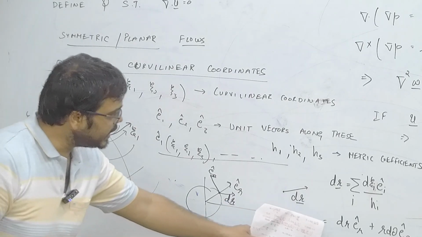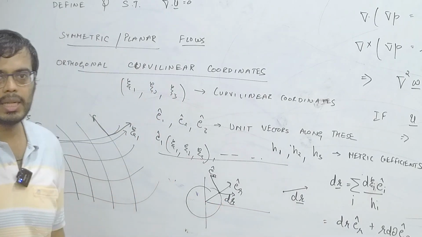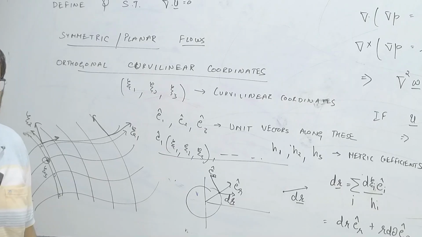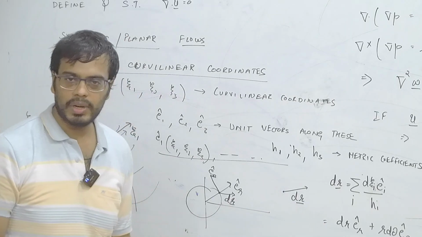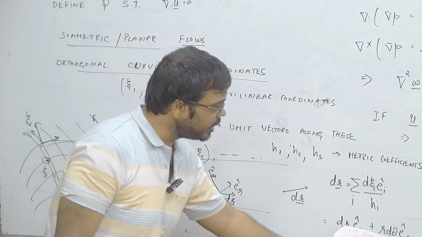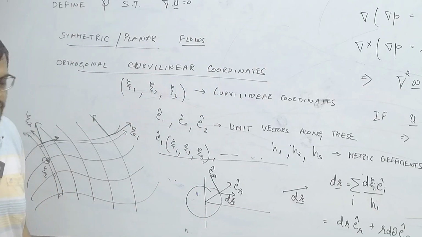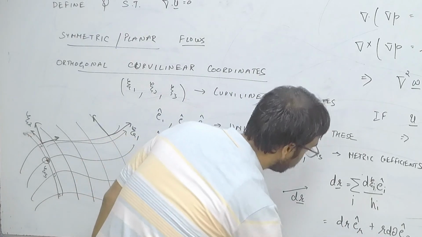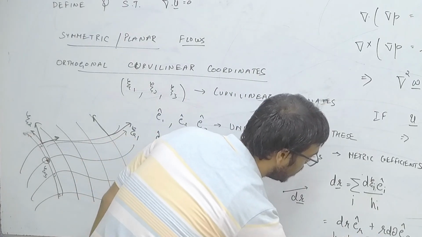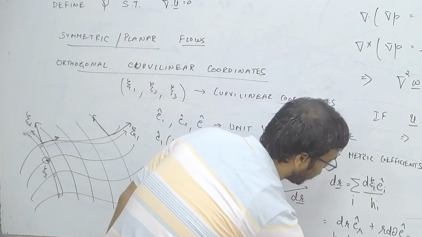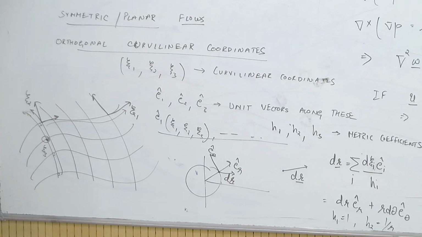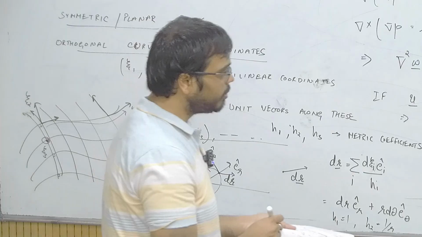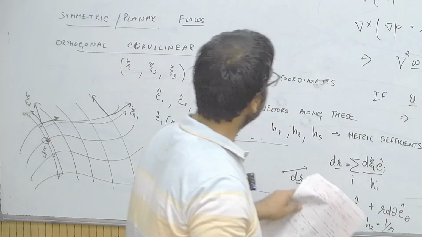Okay, you will write dr e hat r and r d theta e hat theta. This is how you will write a general incremental position vector, or elemental position vector, in these coordinates. So H1 will be 1 and H2 will be 1 by r. That is what these H1 and H2 are. These are called metric coefficients and we are going to define them.